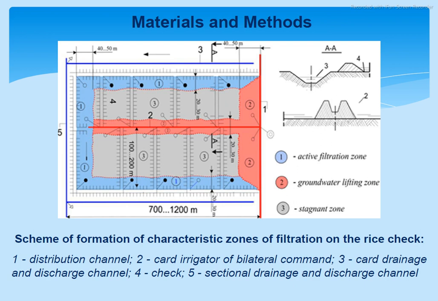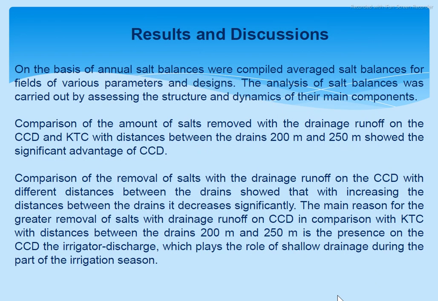The presence of such zones indicates irregular drainage of the irrigation carts area. The total area that is practically not drained is more than 60% of the irrigation carts area. On the basis of annual salt balances, average salt balances were compiled for fields of various parameters and designs. Analysis of salt balances was carried out by assessing the structure and dynamics of their main components.